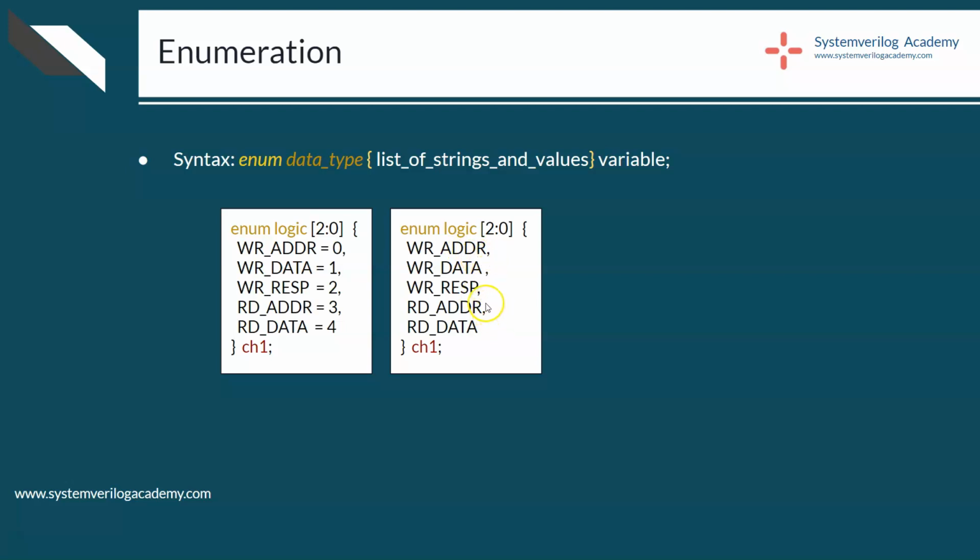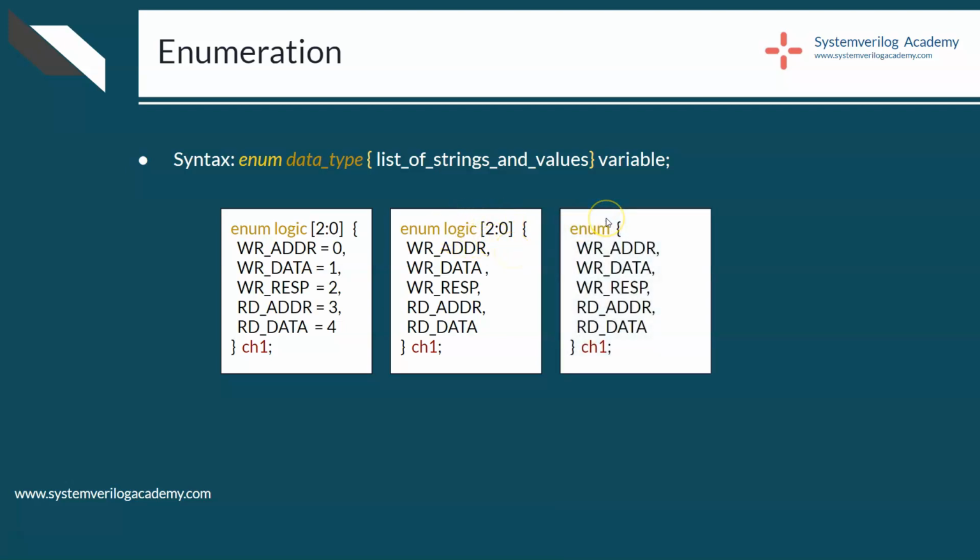It's also possible not to give the data type in the enumeration definition. By default, the enumeration will be of type logic, and the width of this logic type will be determined by the values of this enumeration. Now let's look into an example.